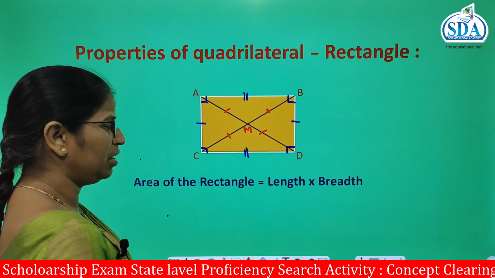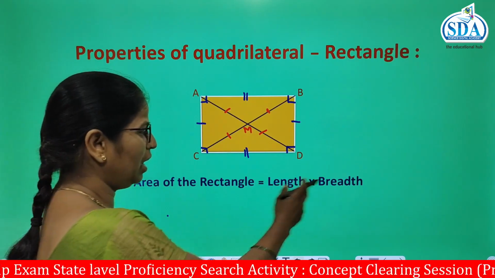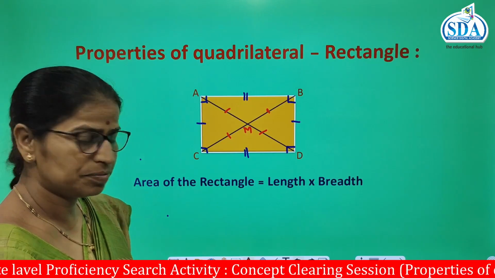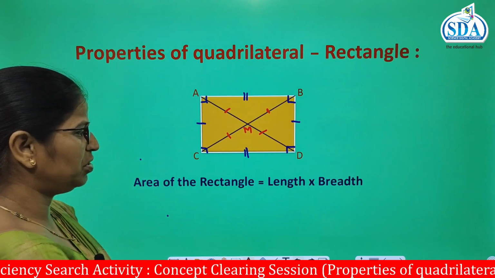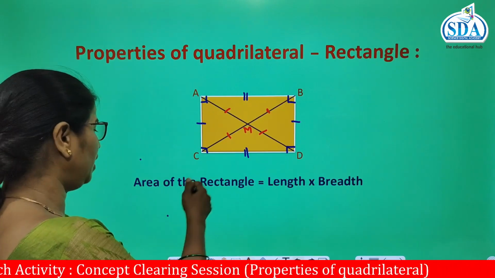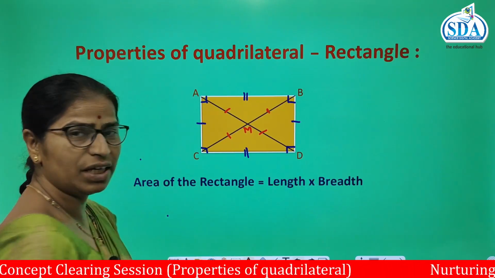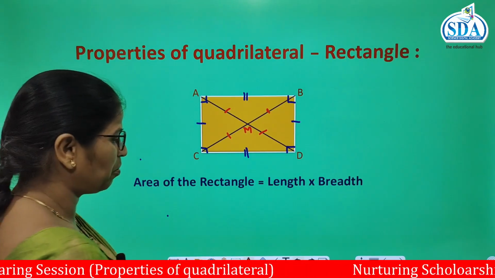And we can find the area by the formula length into breadth. If one of the things, length or breadth, and area is given, then we can find the remaining thing by this formula.